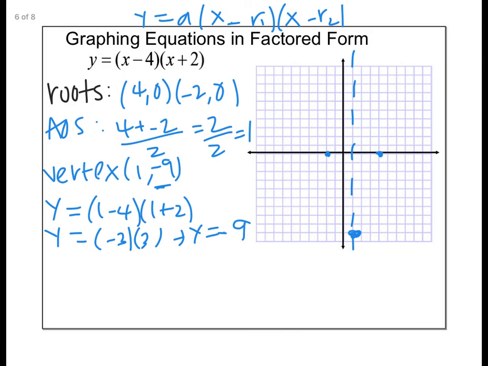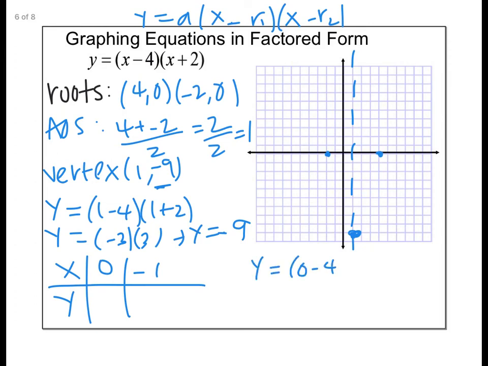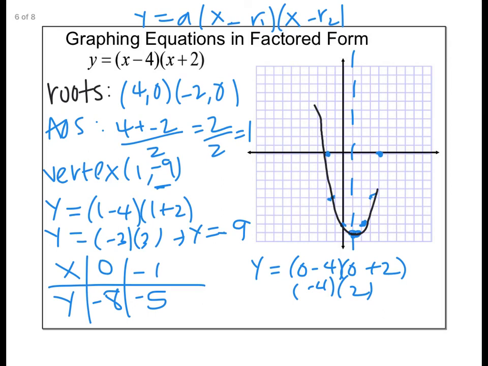I know where my x-intercepts are. So I'm going to make a table and plug some other x values in. I'm going to plug in 0 and negative 1 to get a clear picture. If I plug 0 in, I'll get y is equal to (0 minus 4) times (0 plus 2), which is negative 4 times 2, which is negative 8. I can reflect that over, and then I would plug in negative 1. When I did that, I got negative 5. Bear with me, it gets a little messy on the iPad. But I have my points, and then I would draw my curve through them.